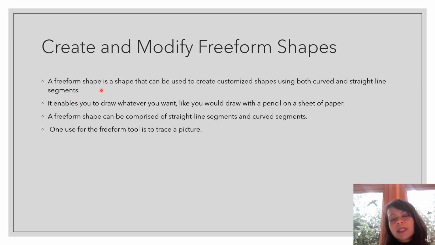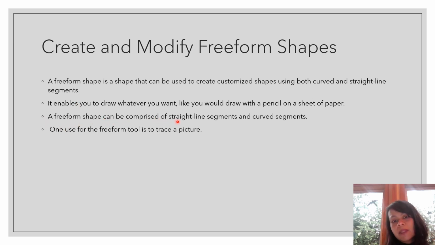A freeform shape is a shape that can be used to create customized shapes using both curved and straight line segments. It lets you draw whatever you want, like you would with a pencil on a sheet of paper. Of course, it's easier to draw with a pencil on paper because you have more accuracy. But you can still kind of do that on the screen, and you can always modify it later.